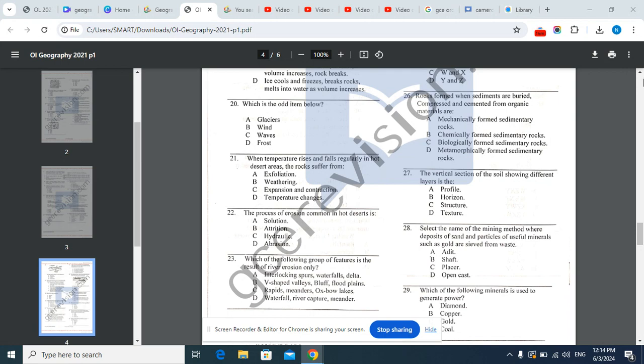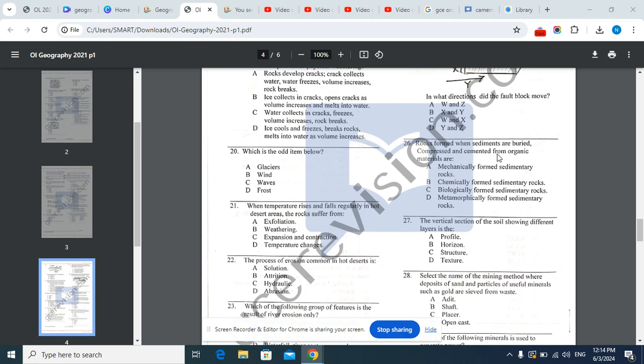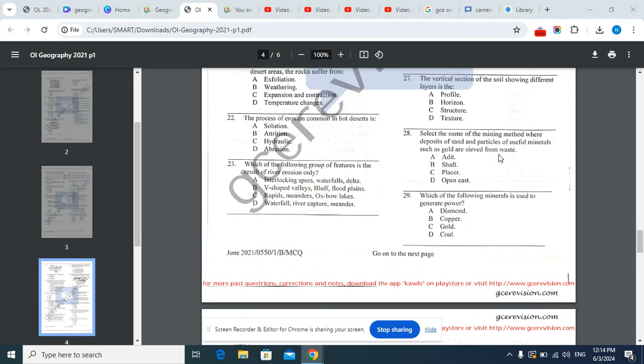Question 29. Which of the following minerals is used to generate power? The answer is D.